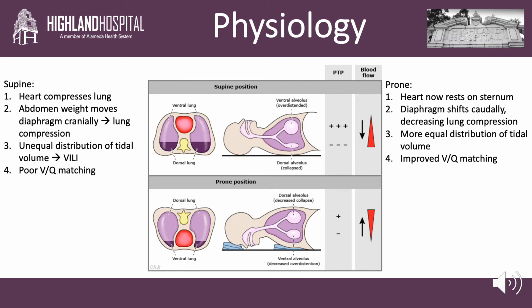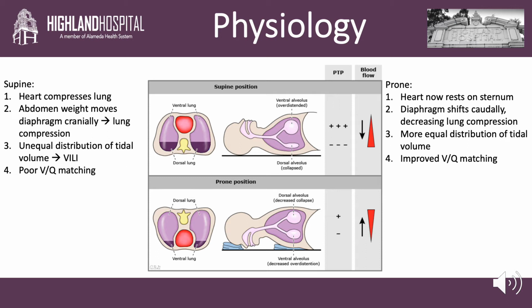The other thing you will get is because now your dorsal alveoli are being much better ventilated in the prone position, and your blood flow is higher in the dorsal part of the lung, you're going to have better VQ matching there. And all of those work together essentially to lead to improved oxygenation.